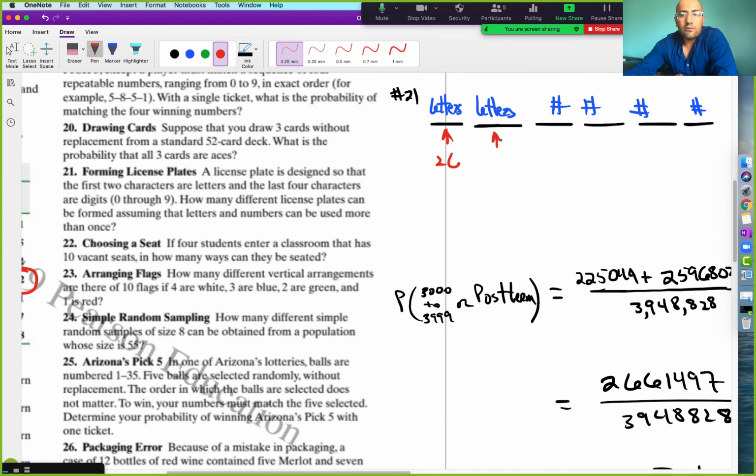Right, and you're allowed to repeat it. So even though, let's say you chose the letter W, you can use W again. The license plate can start with WW. So there are still 26 options for the next one.